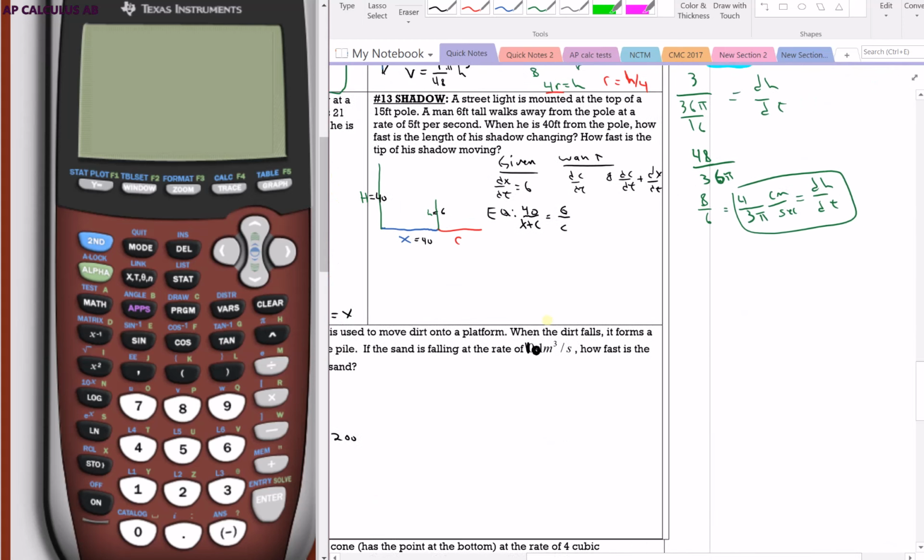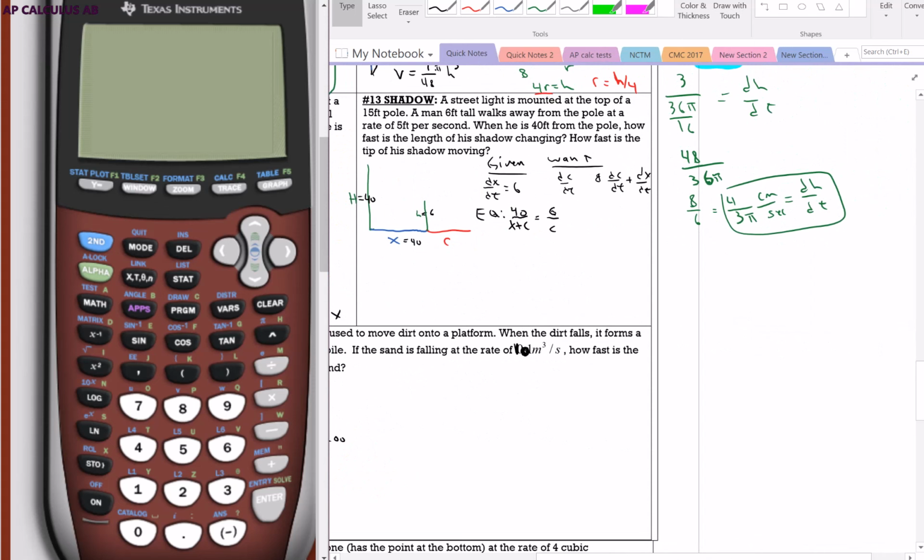Number 13 is very similar. It's a shadow problem. The heights of the people are different, but it's the same basic problem. So you can see I set it up the same way. And then there's a difference in the last question. It says, how fast is the tip of the shadow moving? The tip of the shadow moves at the same rate as the distance between the person and the pole plus the rate of change of the shadow.